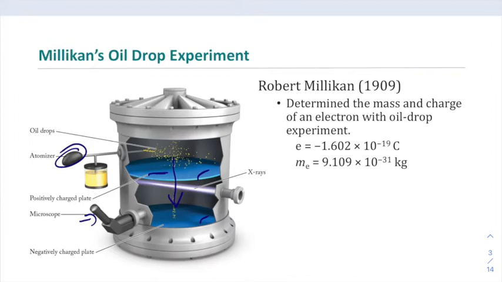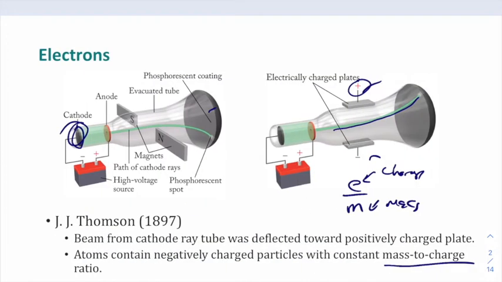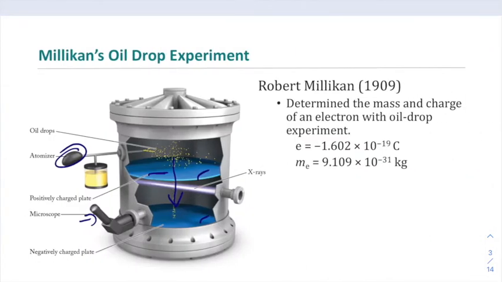And the extent to which that changes allowed him to calculate the charge on the electron, because the slower it would fall, the greater the negative charge. And once he calculates the charge, then obviously he can calculate the charge to mass ratio, because we already know what e over m equals. If he calculates e, then he can figure out what m is. So that's what allowed him to get the charge and the mass of the electron.